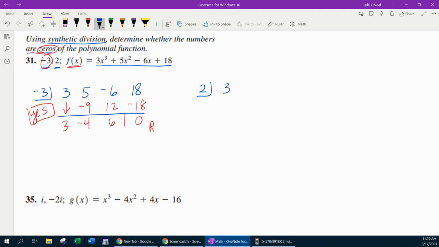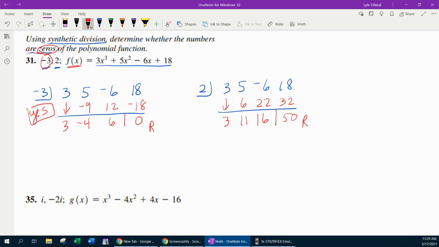Again, the coefficients are not going to change, so that part is super easy. And then to crank out the synthetic division, 3 comes down, 3 times 2 is 6. 6 and 5 is 11. And 11 times 2, 22. 22 minus 6 is 16. 16 times 2, 32. 18 and 32 is 50, which is not 0.